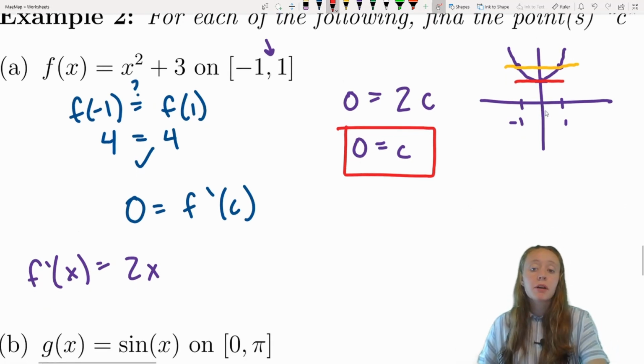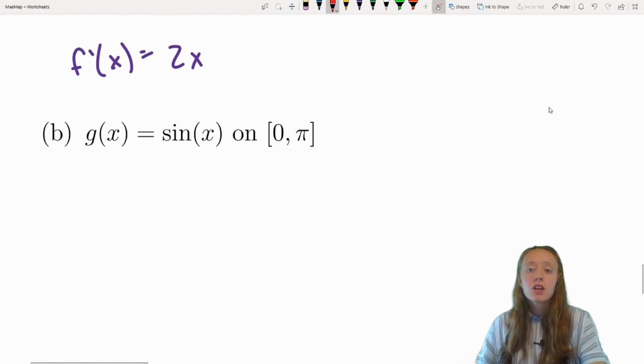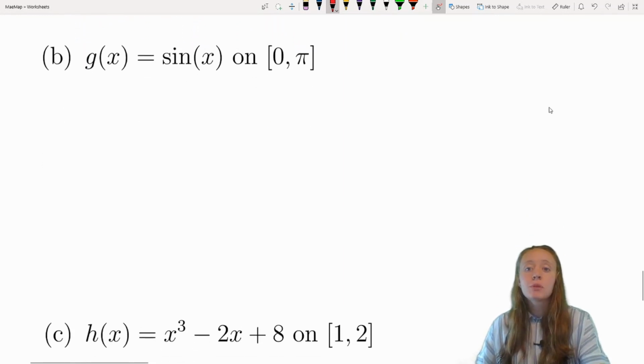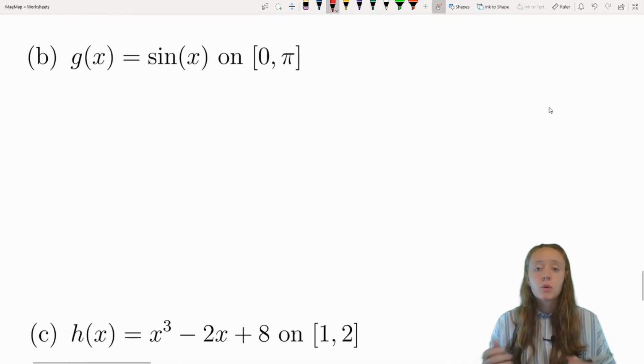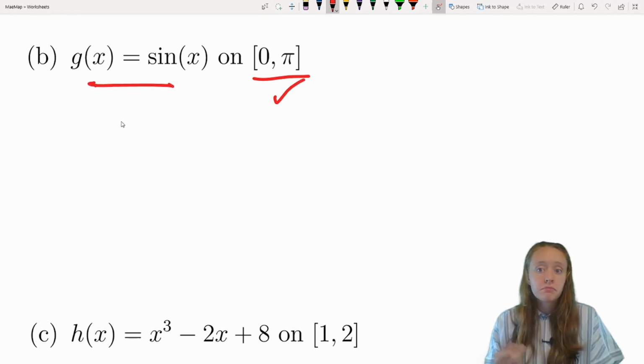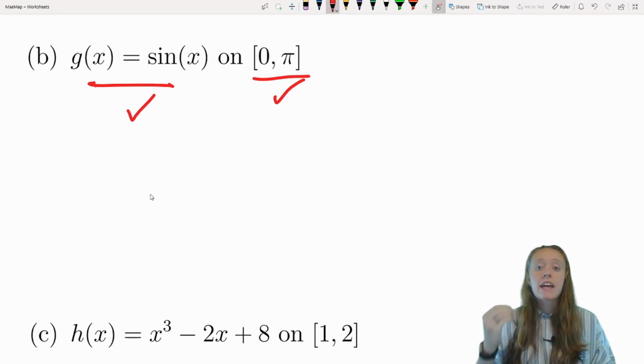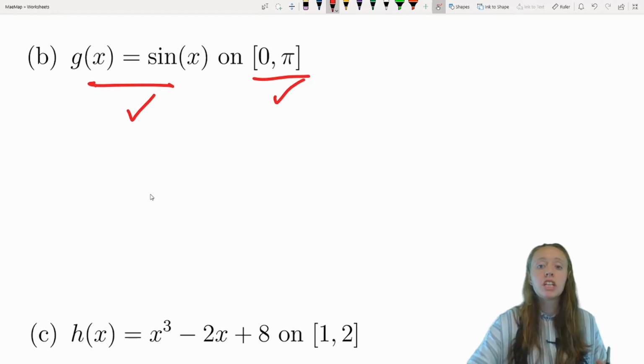Let's move on to part B. In part B, we say that g of x is equal to sine of x on the interval from 0 to pi. So, three things, right? First, do we have a closed interval? Yes. Second, is our function differentiable in that interval? Yes. And then third, does f of a equal f of b? So, in this case, does g of 0 equal g of pi?